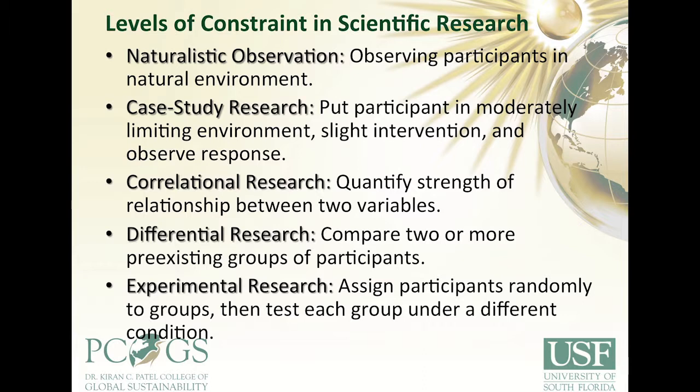The next, higher constraint would be case study research, where you're putting the participant in a moderately limited environment, with slight intervention, and observing the response. Even though the terminology suggests you're doing something with the person, it may be as simple as asking someone to sit in a room and fill out a questionnaire for you, and you're looking at them as a case study. So there's some limiting of the environment, meaning that instead of them running through the field, they've got to sit down, and so you've limited part of that naturalistic observation. And then there's correlational research, which is quantifying the strength of the relationship between two variables. Now when you're looking at two things, there's a little more control here.